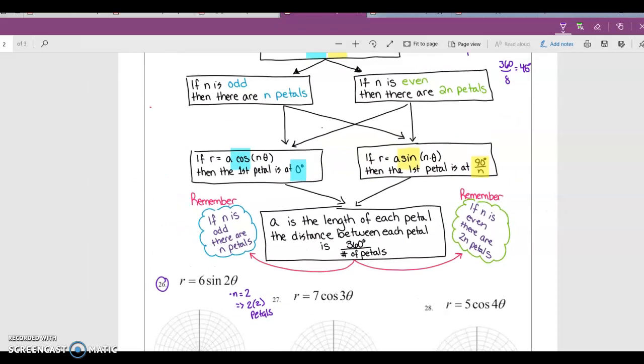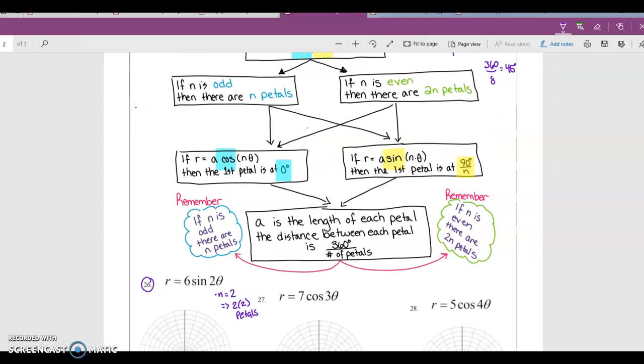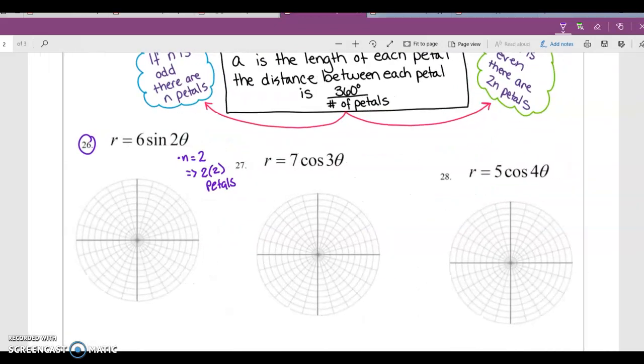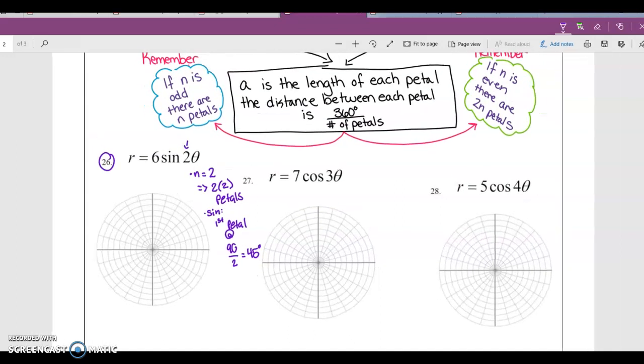Next thing. This is a sine function, so the first petal is at 90 divided by n. Since this is sine, the first petal is at 90 divided by our n value of 2, which gives us 45 degrees. Now, A is the length of each petal. So here, this right here, we're saying that this is going to be our 30, 45, 60.